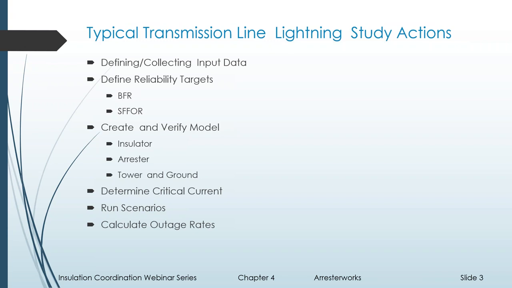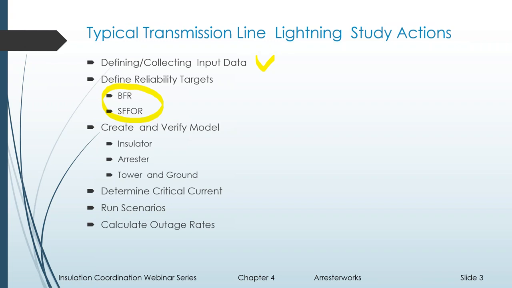So for today, we are going to start very similar to last meeting. Let me get my highlighter going here. We'll talk about the different types of data collection and how it's a little bit different than substations and what's important and what may not be important. And then we're going to talk about these two guys here as targets. You know, what is the backflash rate and what is the shield flash rate? What are reasonable targets for reliability?